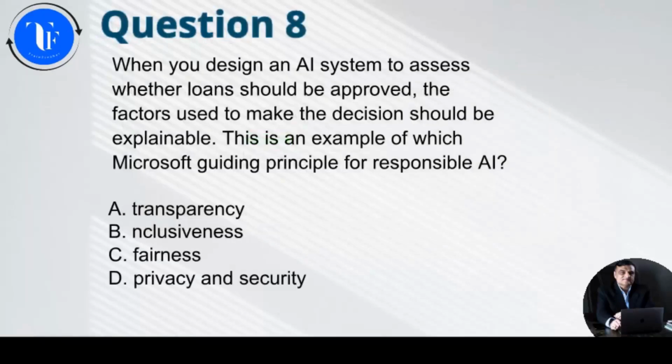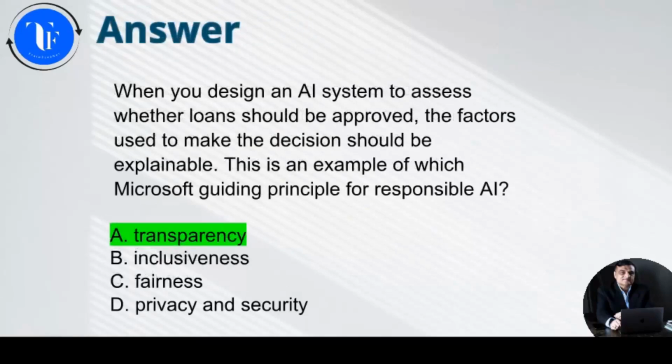Question 8. When you design an AI system to assess whether loans should be approved, the factors used to make the decision should be explainable. This is an example of which Microsoft guiding principle for responsible AI? Transparency, inclusiveness, fairness, privacy, and security. Answer. A. Transparency.